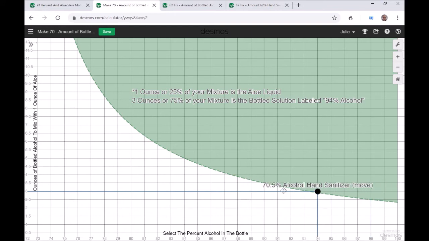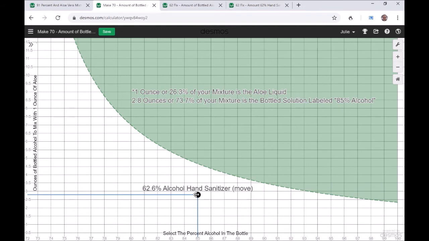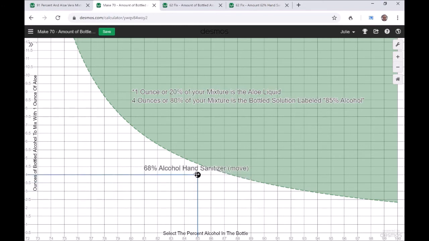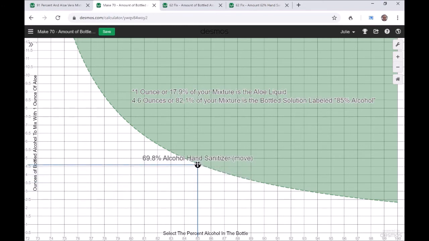Well, what if you only have an 85% alcohol? Let's come down here to 85% alcohol, and I want to go up to the green area. Okay, I'm just above right here. What are we using right here? 4.7 ounces. Well, if I have a measuring device that can measure accurately to a tenth of an ounce, I've got it right here. With my 1 ounce of aloe vera, I'll add 4.7 ounces of the 85%, and I'm good.